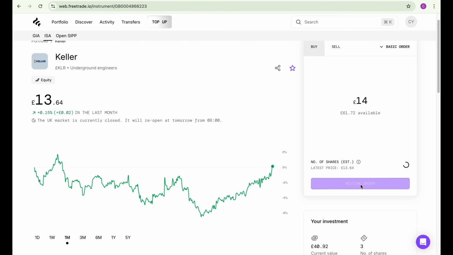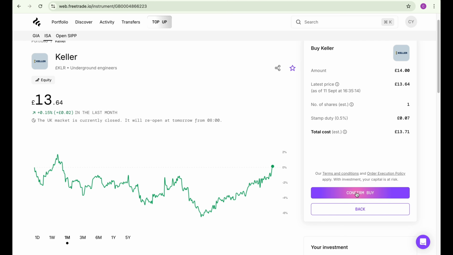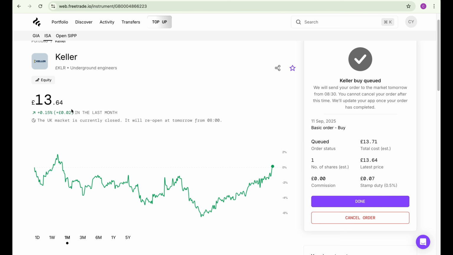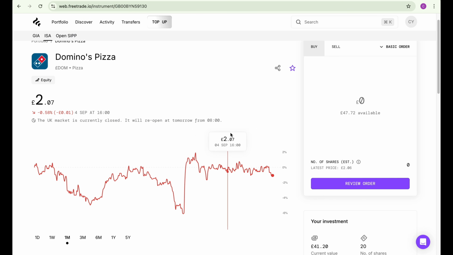I'm going to be adding 1 more share of the stock to my portfolio for an amount just under £14, and as we can see over the last month, this company is flat, being up just 2 pence. And the final stock that I'm going to be adding into that's already within my portfolio is a brand many of you are likely familiar with, Domino's.